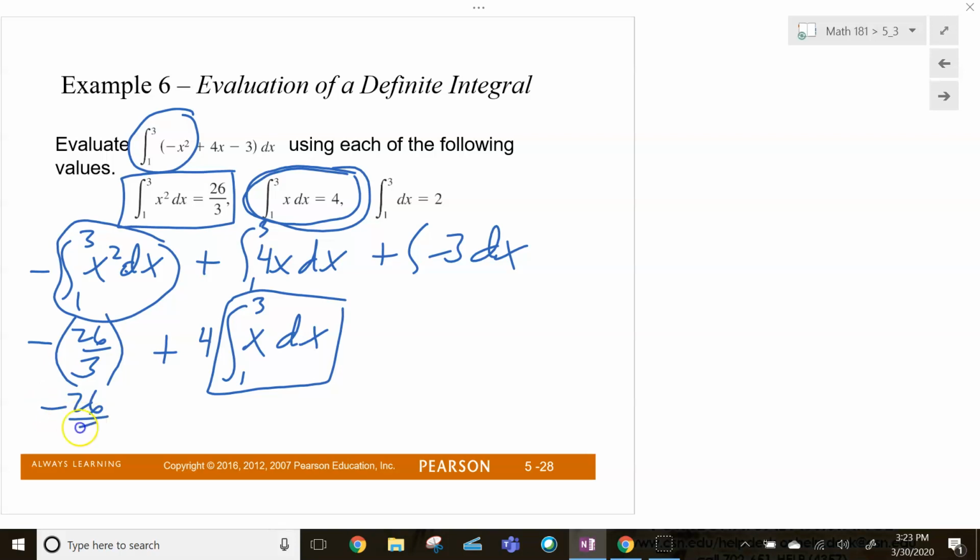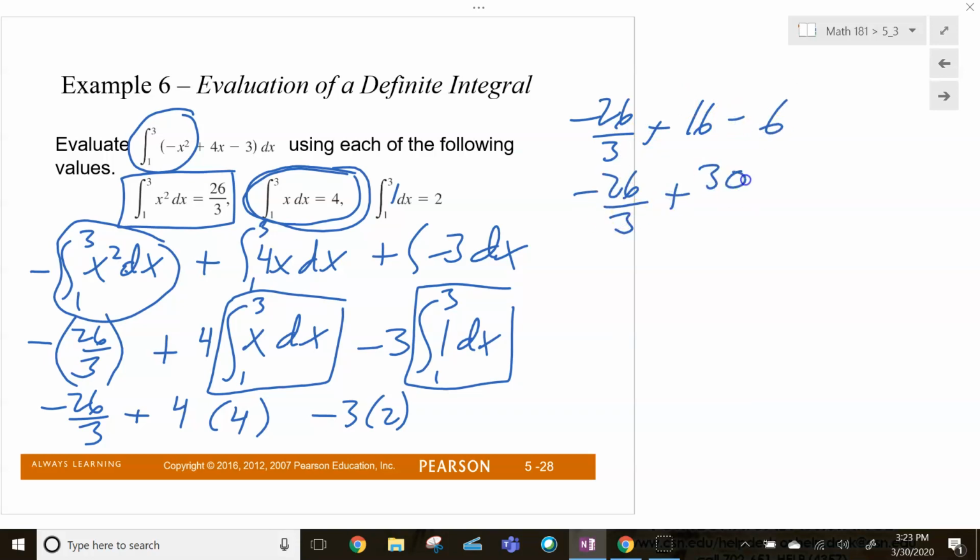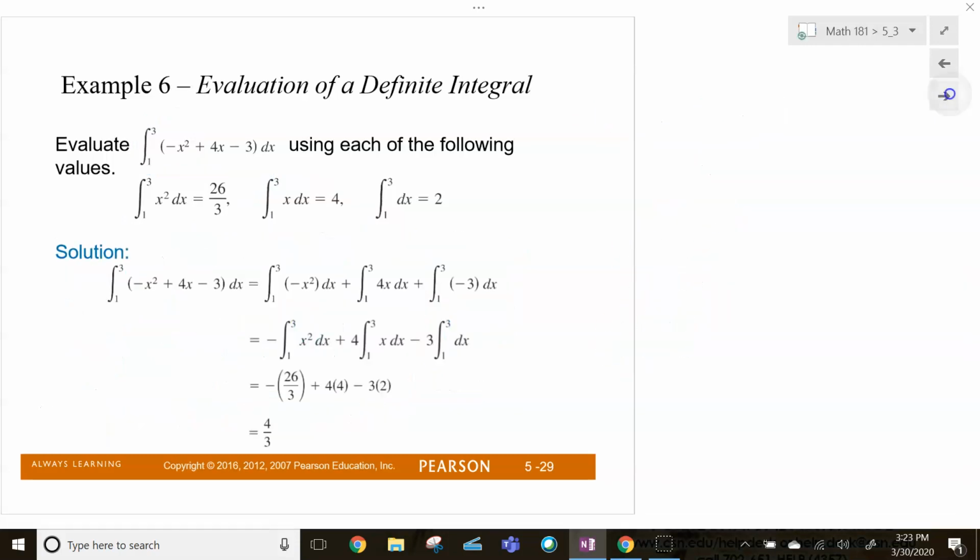So that's 4. Then over here, it looks like we have the integral from 1 to 3 of 1. They don't put the 1 in there. Dx is 2. So I'm going to take this constant -3 out front and have 1 dx, and then this ends up being 2. So I got -26 thirds plus 16 minus 6, -26 thirds plus 10. Same thing as 10, which is 4 thirds. So this ends up being 4 thirds.